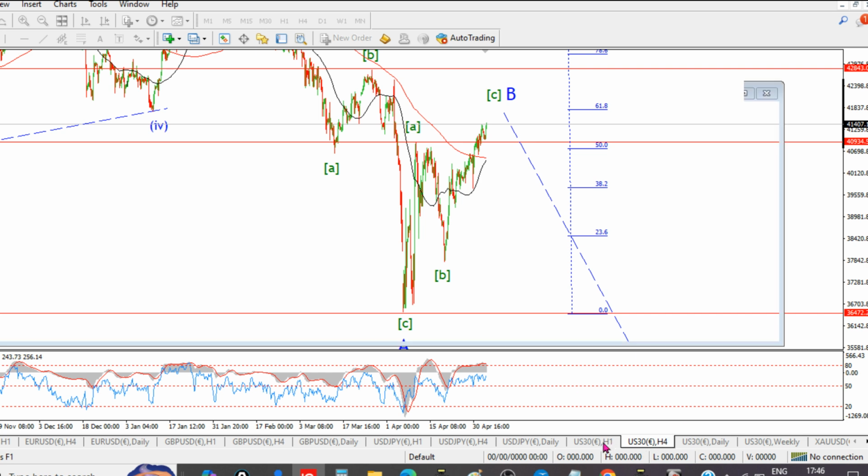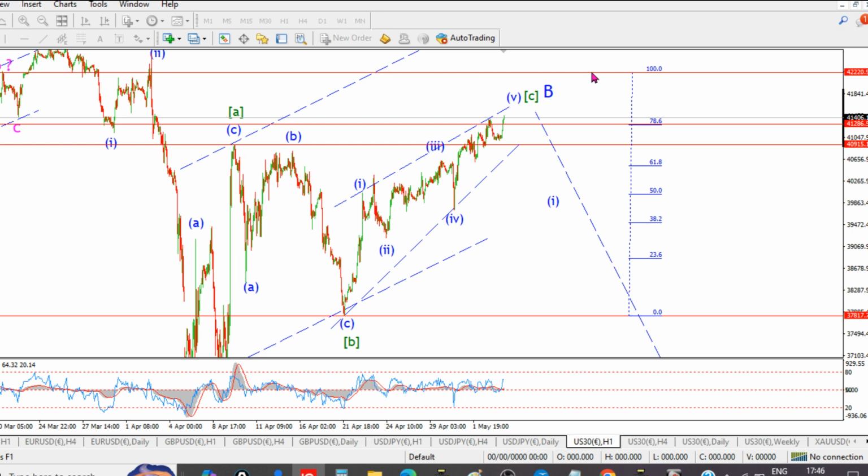Okay, so the Dow, 3 waves up should complete this week, and we think we should make a reversal back into wave C. So let's see how that goes.